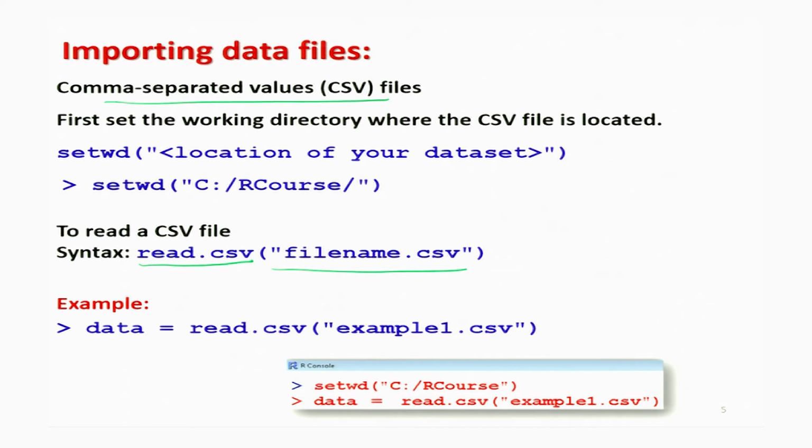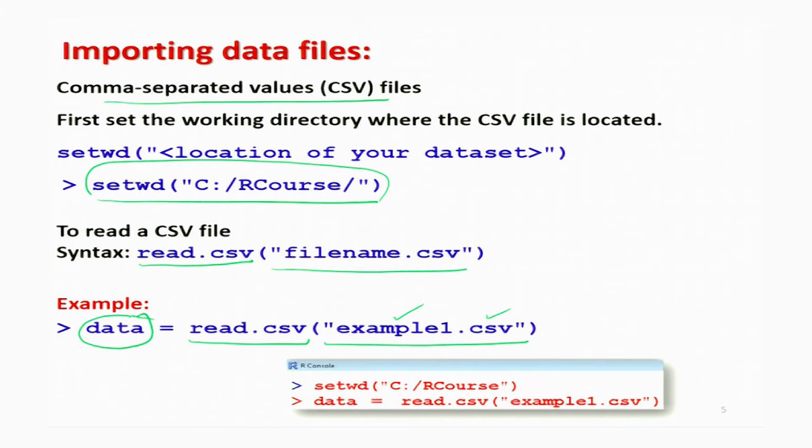Because this file is located in my directory, I have already set my working directory, and I will do the same on my R console also. After that I will try to read this file using the command read.csv, and within the parenthesis I give the name example1.csv, and I store it inside a variable named data.